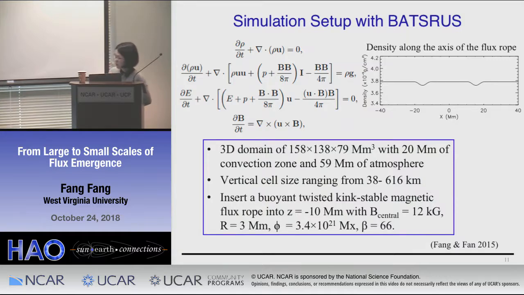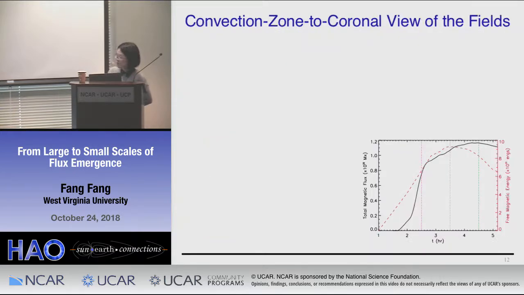So we calculated, following the study by Bastos, inserting a flux rope into a domain with a convection zone and also a corona. We perturbed the flux tube in two areas so that it is buoyant in these two segments, and they will rise subsequently after we put it into the domain. Here on the right is the total magnetic flux on the photosphere with respect to time, and the dashed line is showing the free magnetic energy. You can see these rising phases at the photosphere.